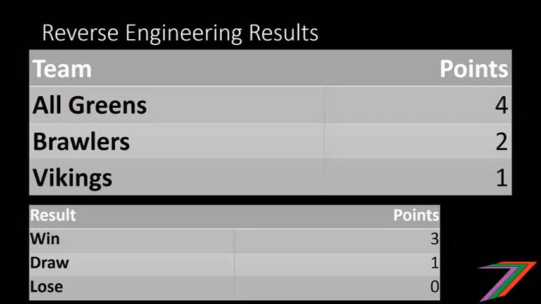And you can see from the table below, from a win, each team would get 3 points. If they draw, they get 1. If they lose, they get 0. So the points in the table there represent the total after the tournament has been played. So what you'll be expected to do is determine how the teams fared when they played each other. Did, for example, the All Greens beat the Vikings? Or did the Brawlers draw with the All Greens? And so on. So that's what I'm going to show you next.